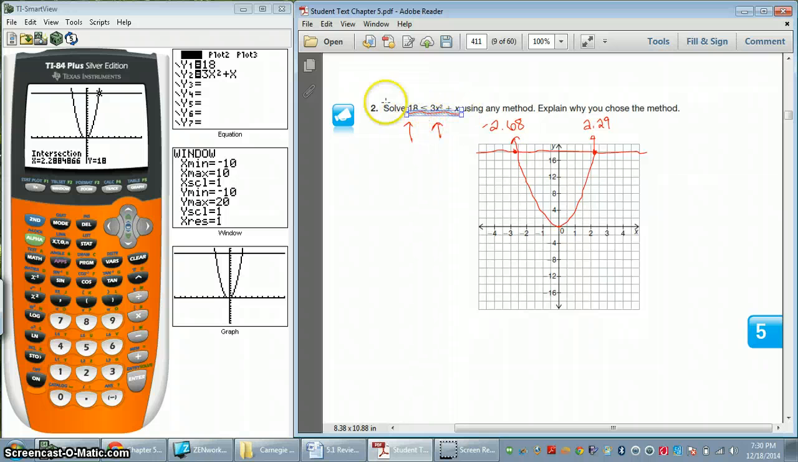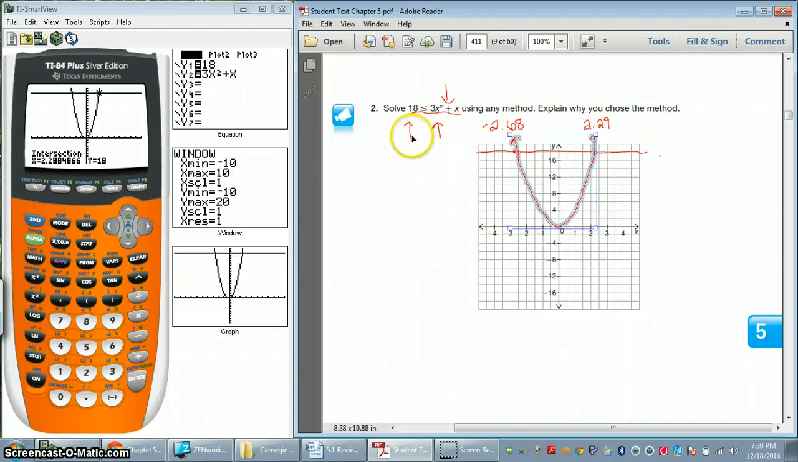So when they want us to solve it, what they're saying here is they want to know, when is my graph, this side is the graph, greater than 18? Well, it's greater than 18 in this section of the graph, and it's greater than 18 on the section over here.